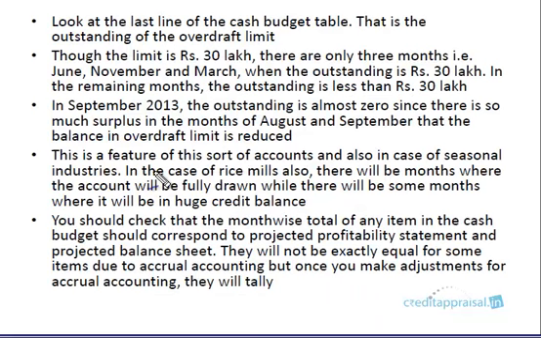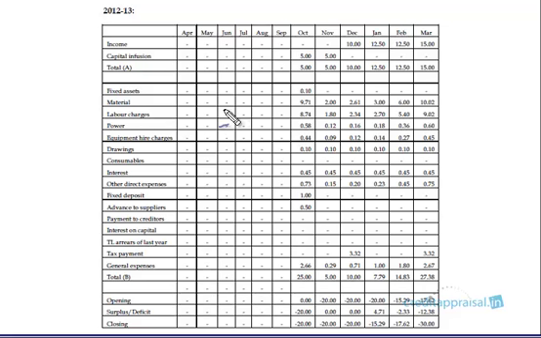Now one more thing that you need to remember is, if you add up the items in the cash budget, each and every item, say for example income, if you add up the cash receipts for 12-13, you're going to get around 50 lakhs.